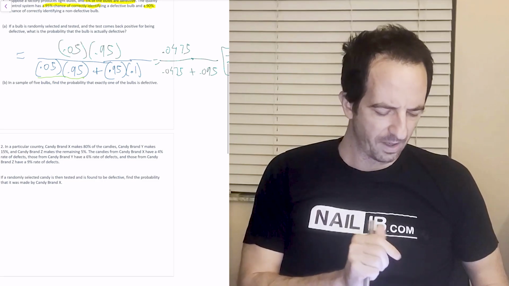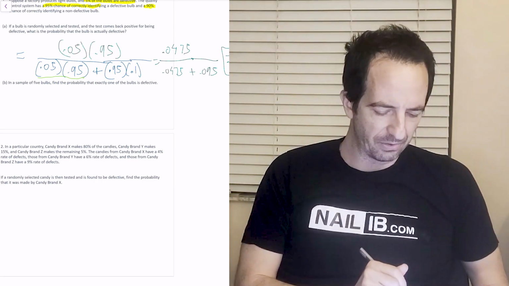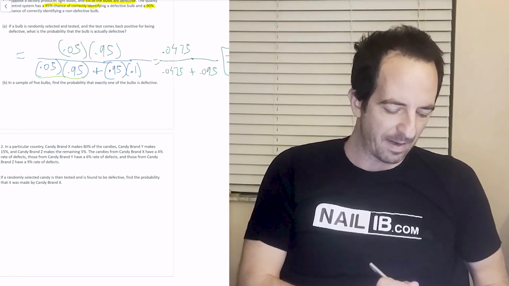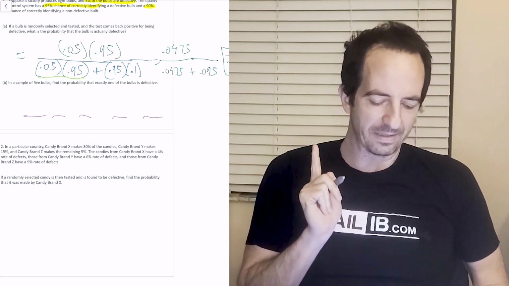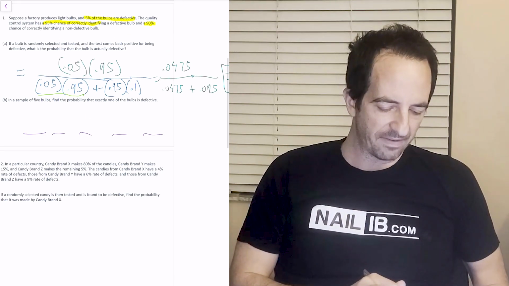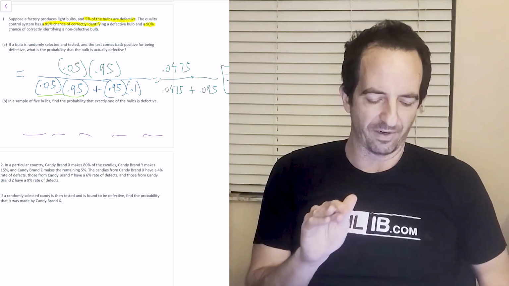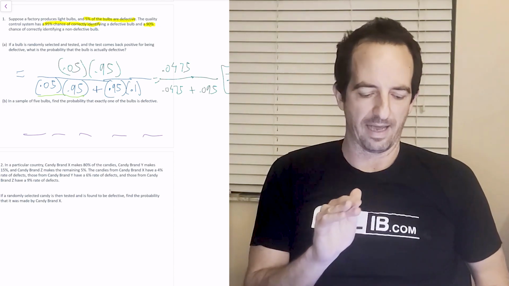But let's go on. In part B, not a Bayes theorem problem, but it's requiring us to go back to an older probability problem: in a sample of 5 bulbs, 1, 2, 3, 4, 5, find the probability that exactly one is defective. So we know that there's a 5% chance. Just to clarify, it's not referring to the chance of being identified as defective. We're not looking at quality control.